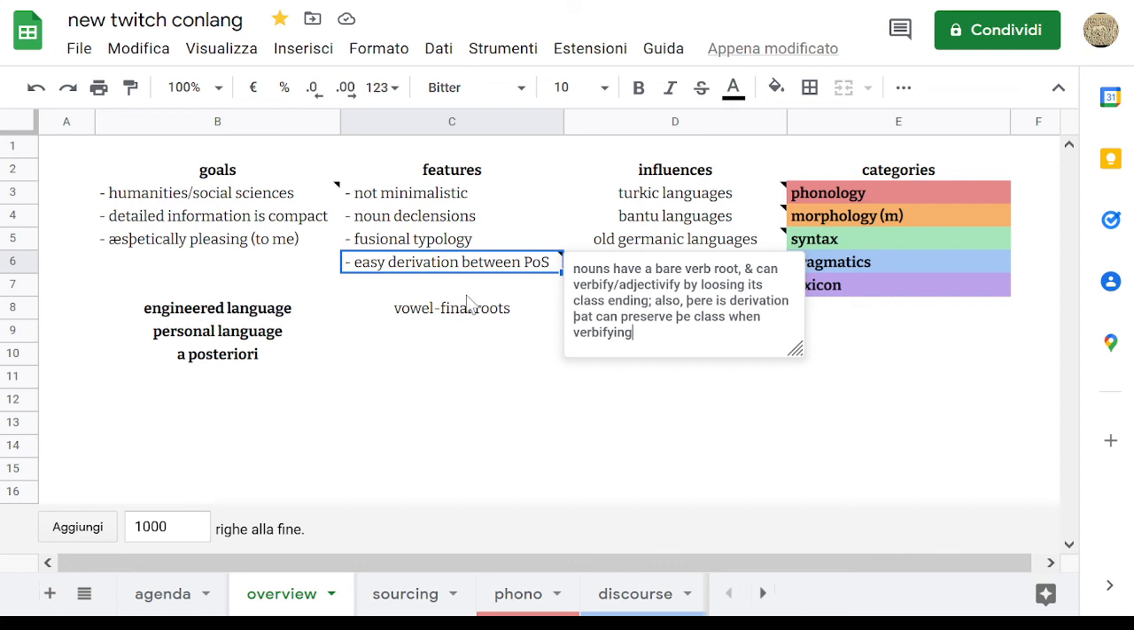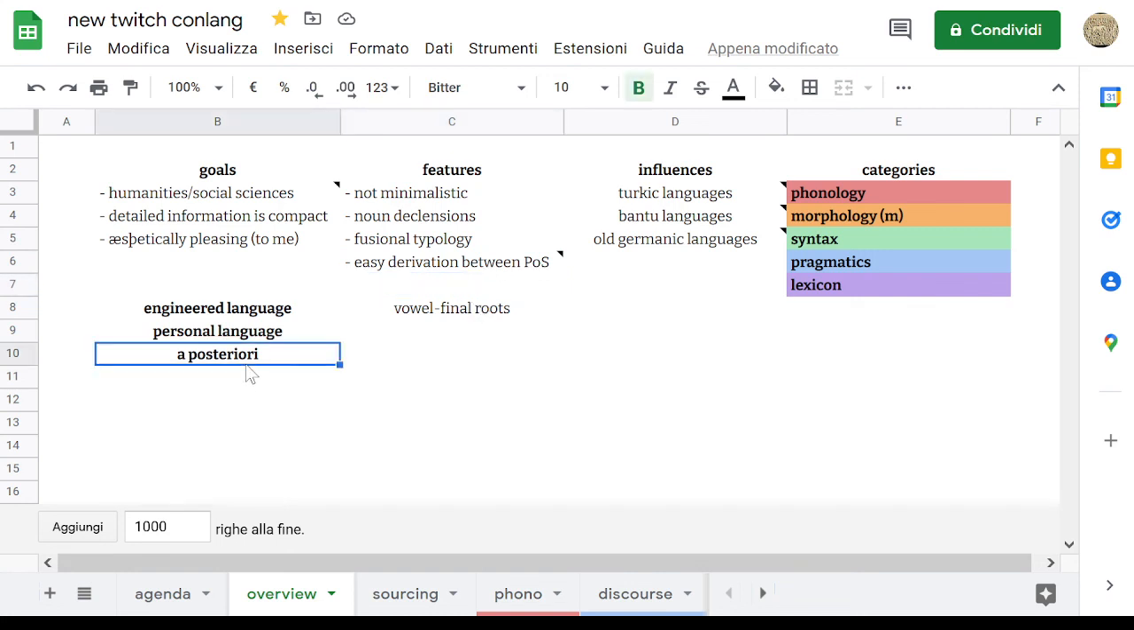So that is my derivation question. So the language is going to be a posteriori based on multiple languages. I'm going to write that.